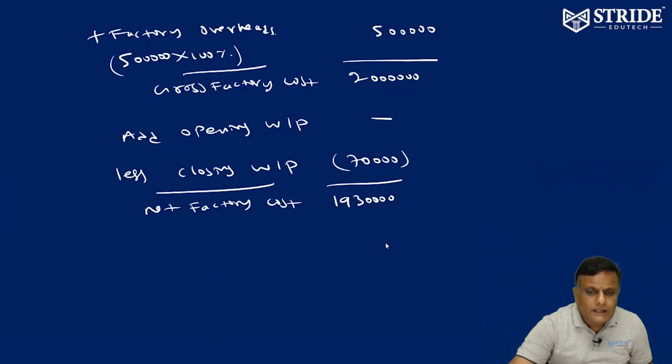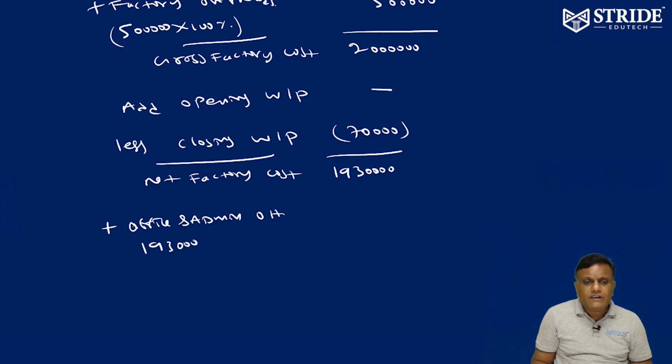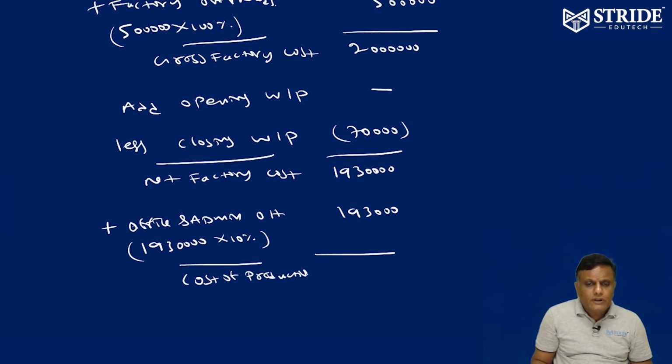Now add office and administrative overheads. Office and administrative overheads are 10% of factory cost, and factory cost here means net factory cost. Net factory cost into 10% is 1,93,000. Just add it, and you will get the cost of production: 21,23,000.